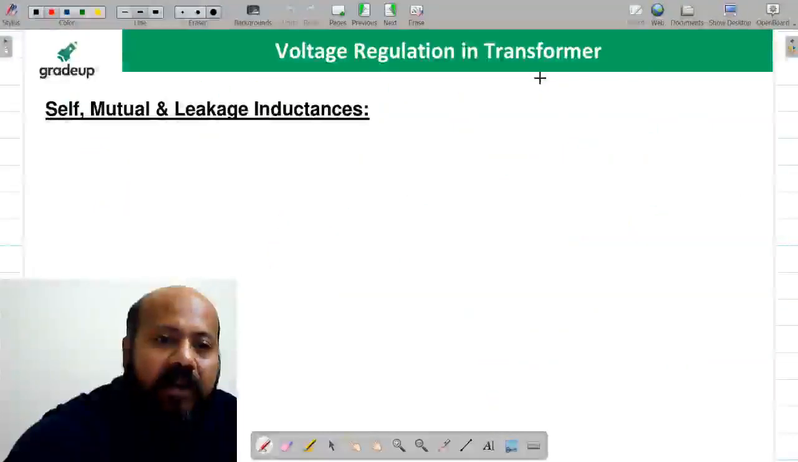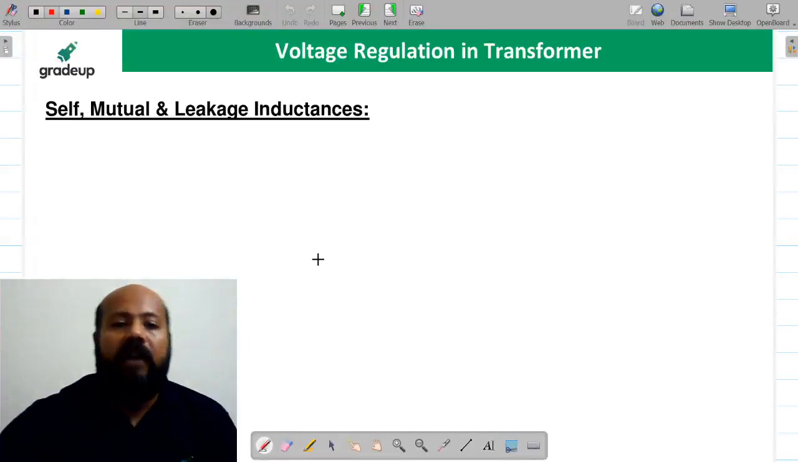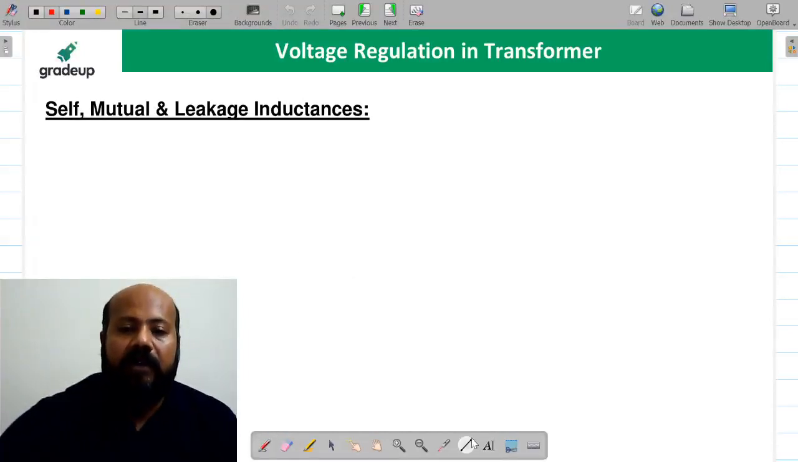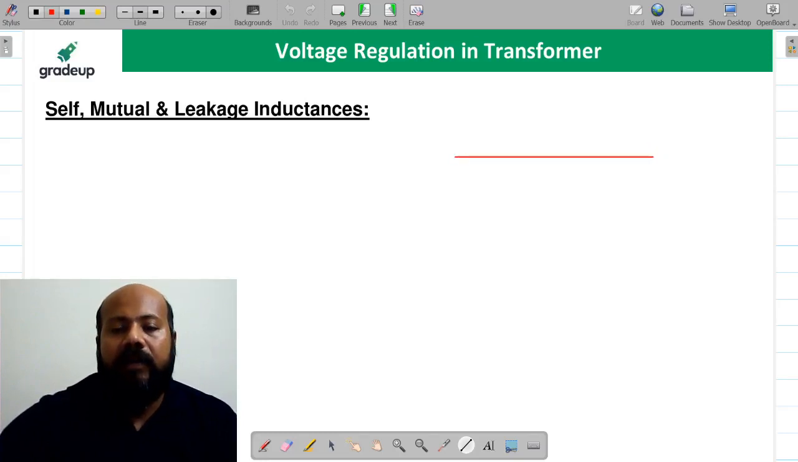Now we are going to discuss this very important thing, that is self, mutual and leakage inductance. Let's try to understand it again. Let me draw the diagram.